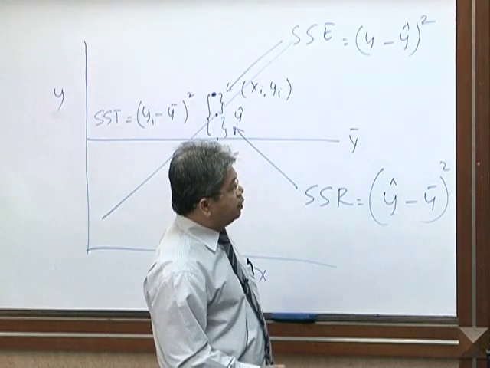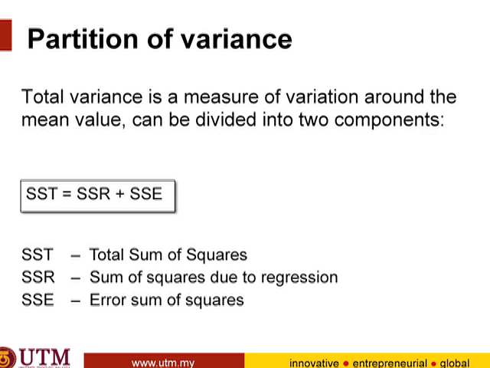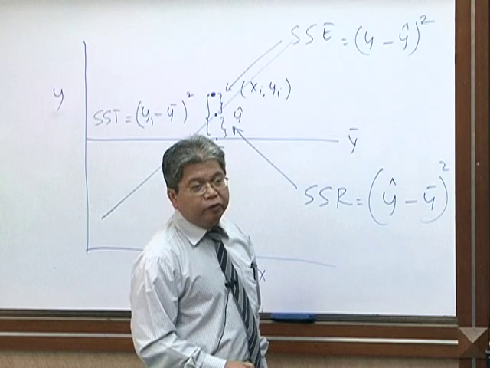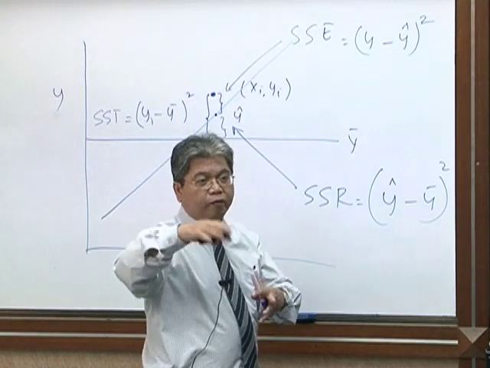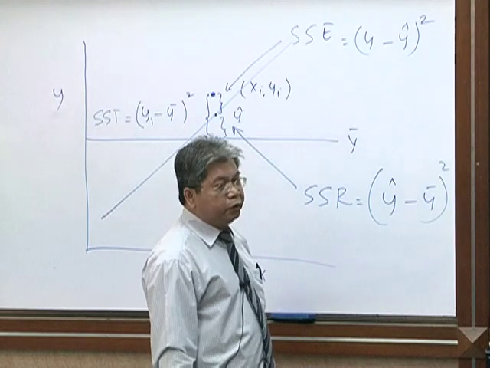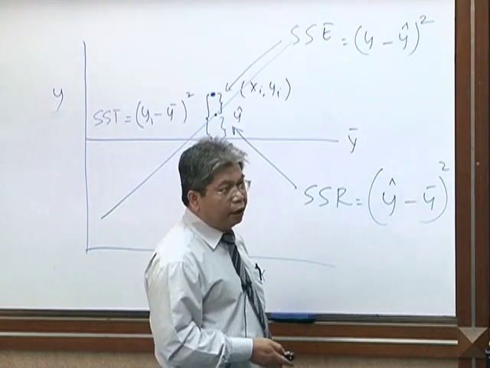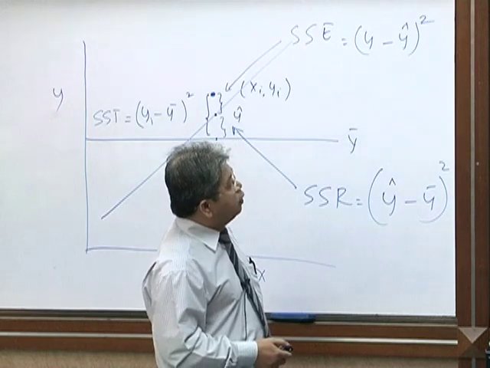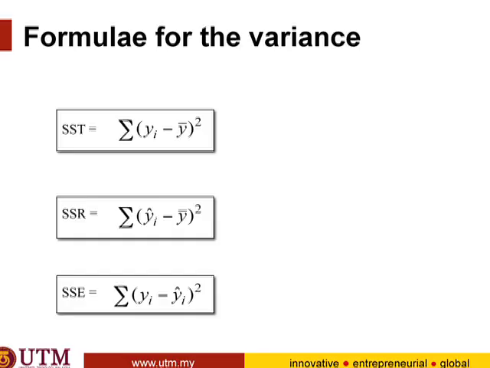So SST, as I said just now, is the total sum of squares. SSR, the sum of squares due to regression, and SSE, the error sum of squares. The larger the SSE value, meaning that the points are very far from the line, the higher the standard error will be. And this is the formula for variance again: SST, SSR, y hat minus y bar, and SSE, yi minus y hat.